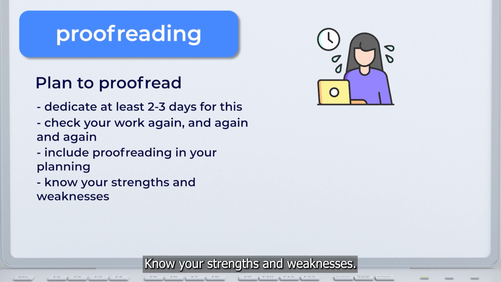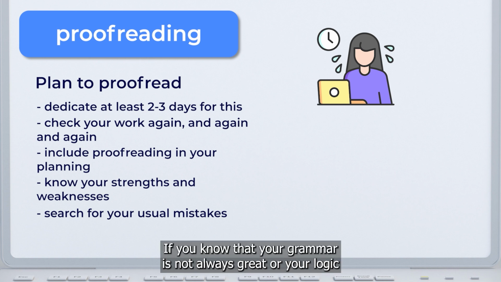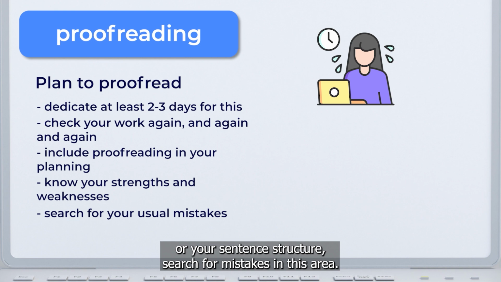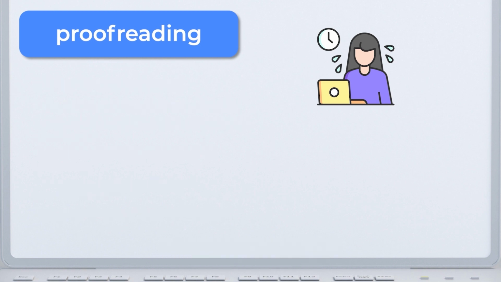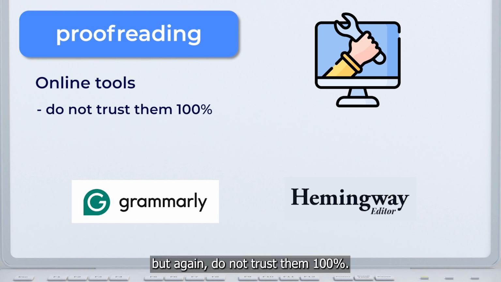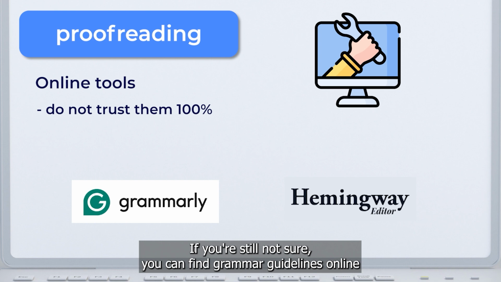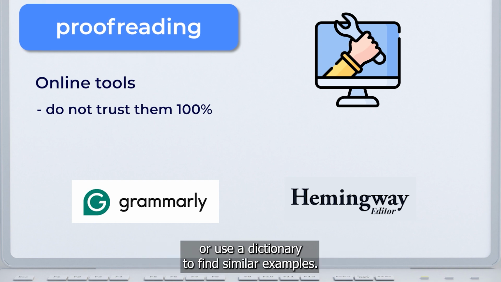Know your strengths and weaknesses. Search for your usual mistakes. If you know that your grammar is not always great, or your logic, or your sentence structure, search for mistakes in this area. You can use online tools like Grammarly or Hemingway Editor to help you with grammar. But again, do not trust them 100%. Use your brain, use your knowledge, to check that what it corrected is actually okay. If you're still not sure, you can find grammar guidelines online or use a dictionary to find similar examples.